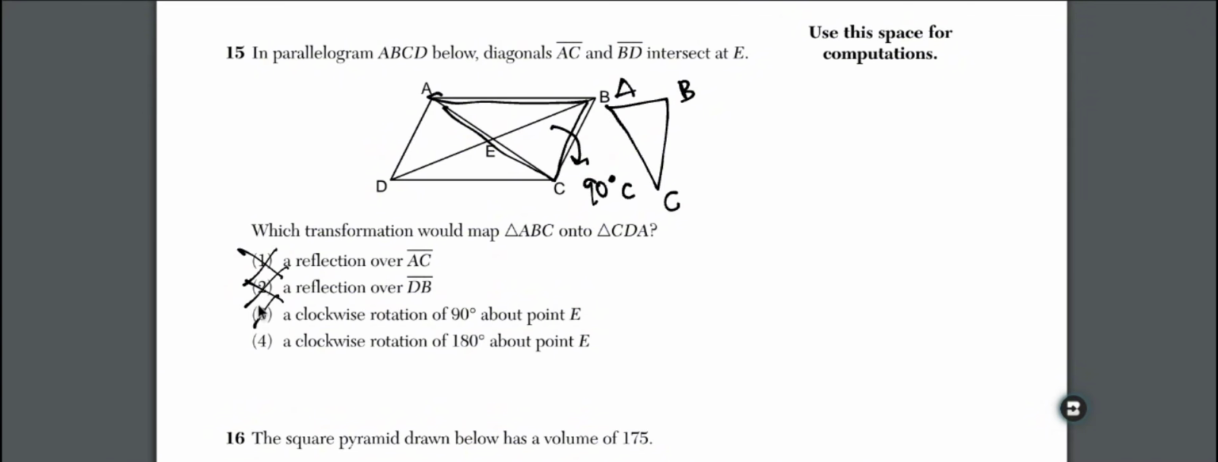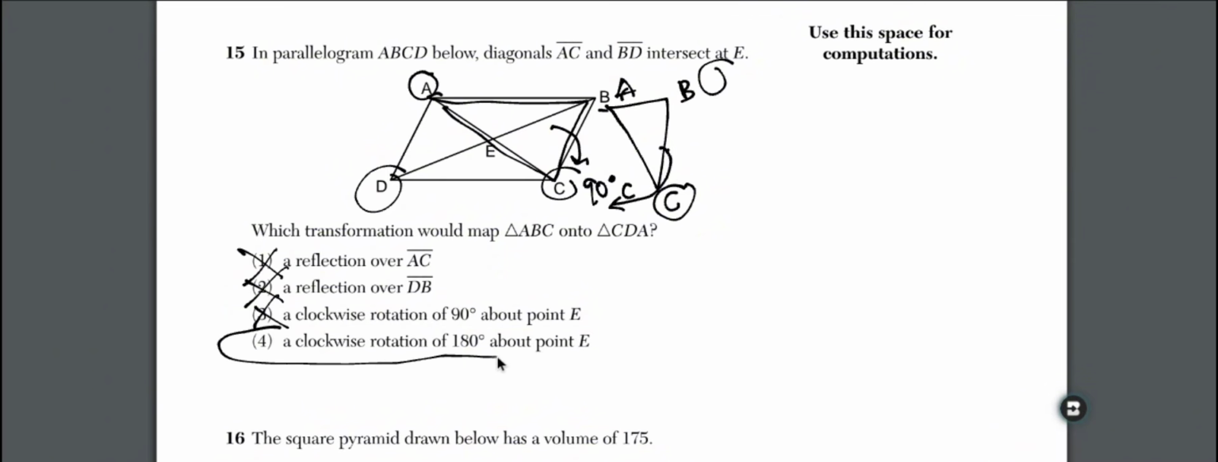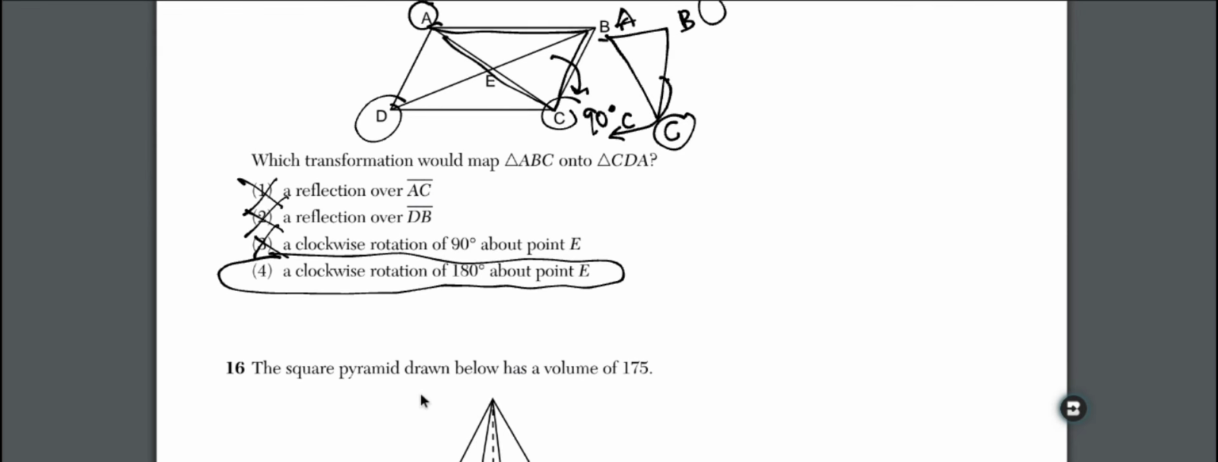So that cannot work. But if I add another 90-degree rotation and I rotate this once more, I'm going to end up getting my triangle rotated correctly, because my C is going to end up where my A is, my B is going to end up where my D is, and my A is going to end up where my C is. So that would form my new triangle, and that would map it onto it. So answer choice number 4 is going to be your answer for question number 15.